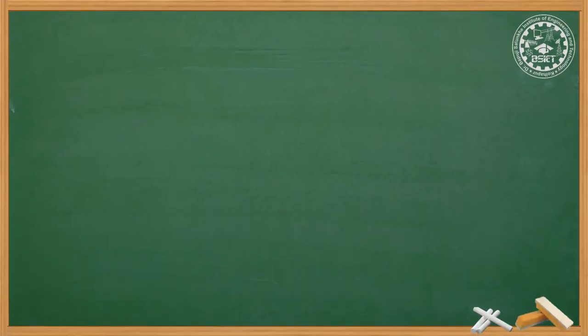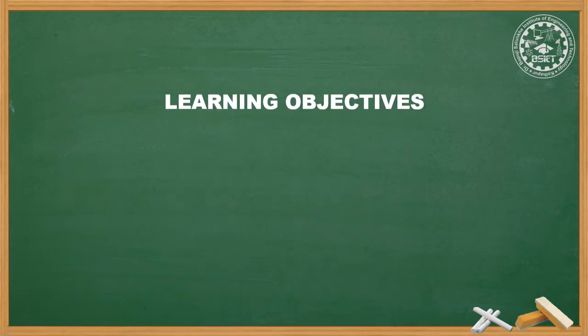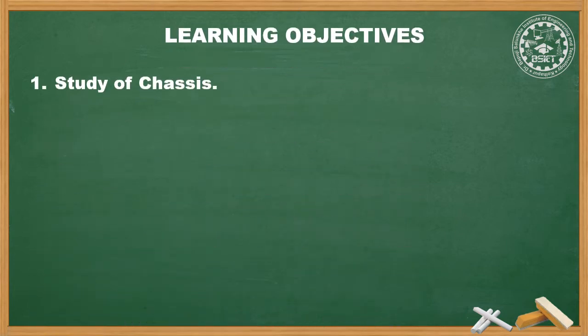The learning objectives for today's session are: number 1, study of chassis, frame and body. What do you mean by chassis? How chassis is designed? Types of chassis will be studied in today's session. And study of frame. What do you mean by frame? The parts mounted on a frame, types of frame will be studied in today's session, and the function and the requirements of chassis and frame will be studied in today's session.